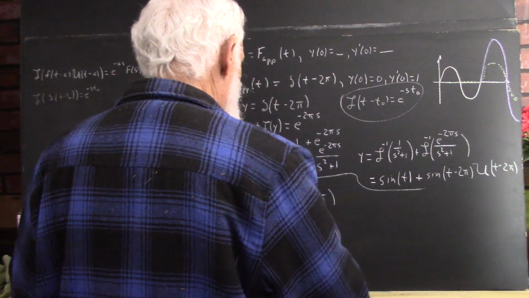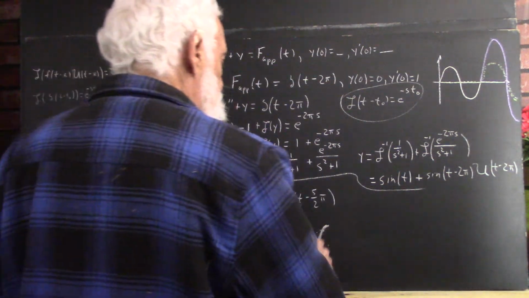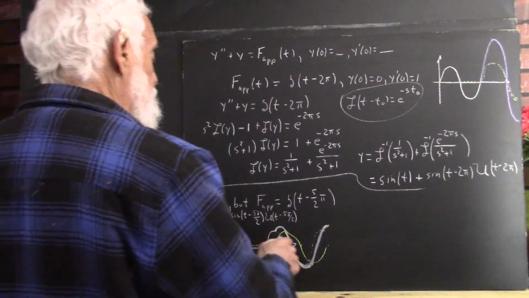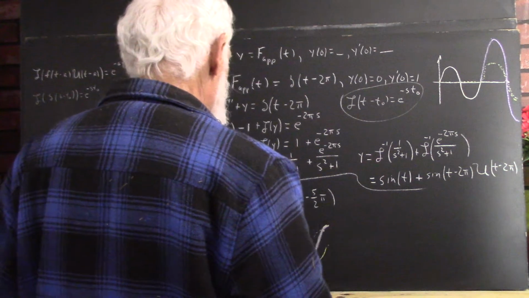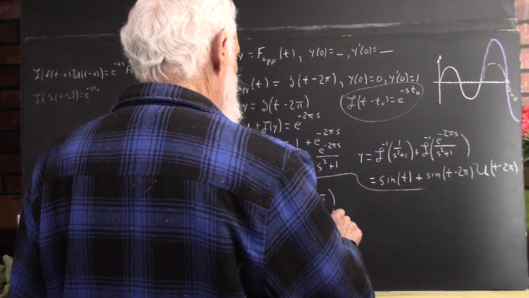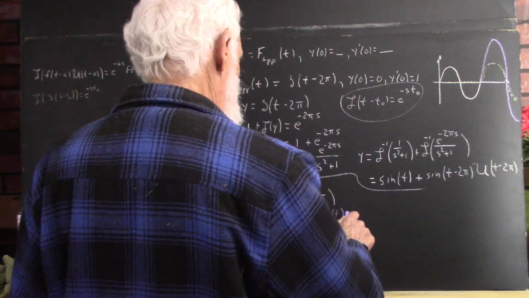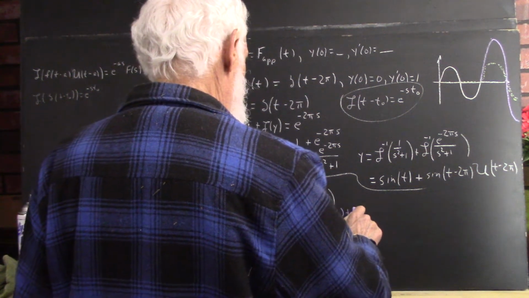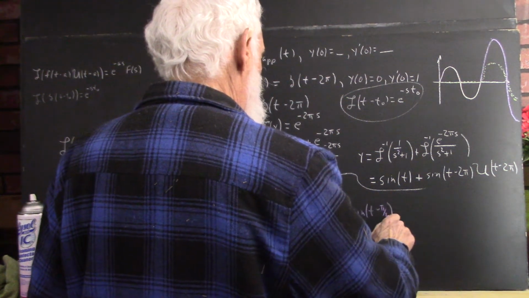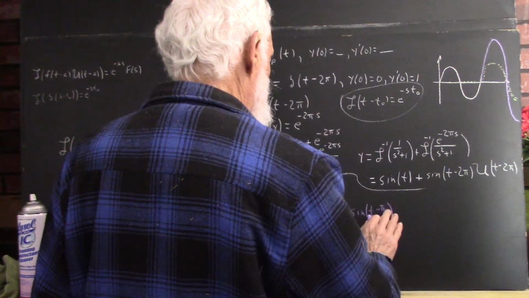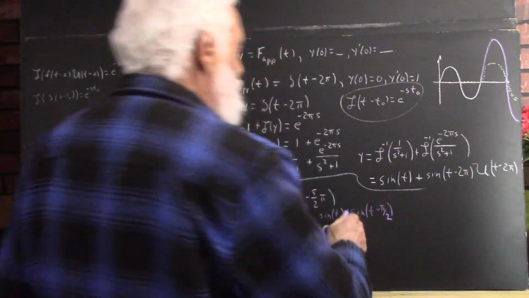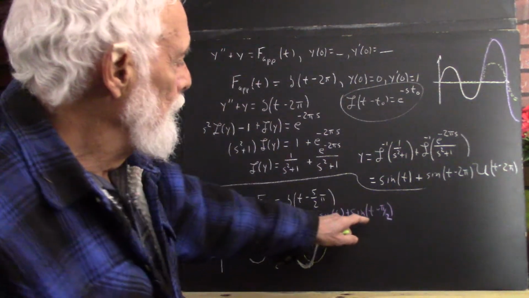Make it look at least halfway purple. Okay, so this green-purple graph is this plus this. Well, the green-purple graph then is basically sine of t plus a sine of t minus pi over 2.